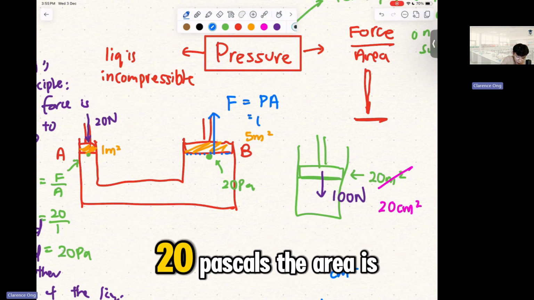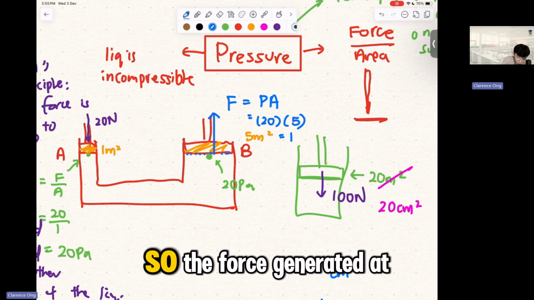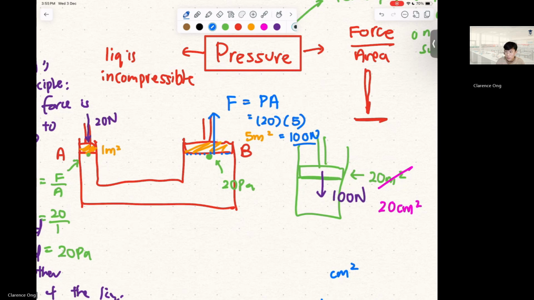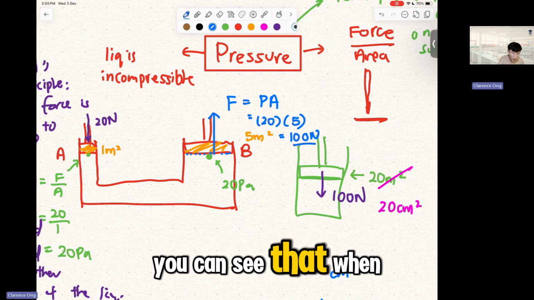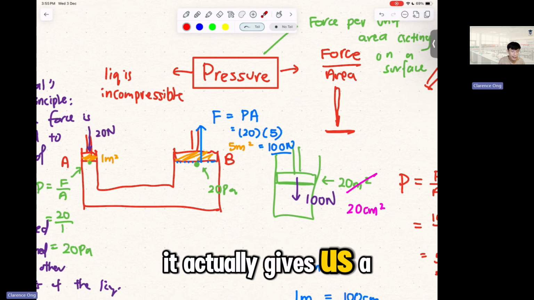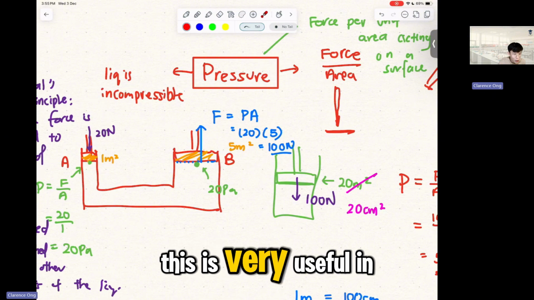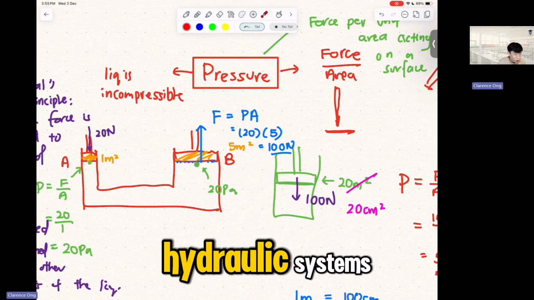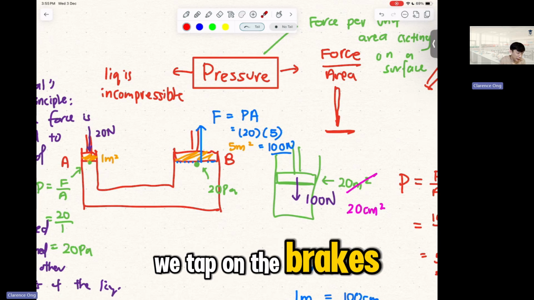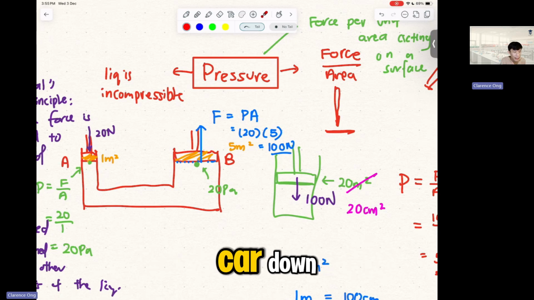The increase in pressure is 20 pascals. The area is 5 meters square. So the force generated at piston B is 100 newtons. You can see that when we apply a 20 newtons force on a small area, it actually gives us a larger force on the larger area. This is very useful in hydraulic systems, such as your braking system. We tap on the brakes lightly, but it generates a large force to actually slow the car down.